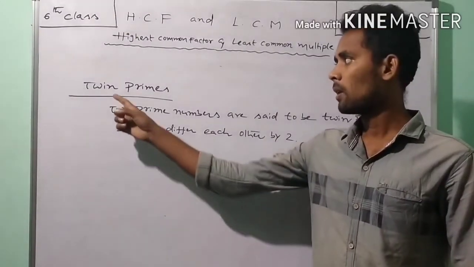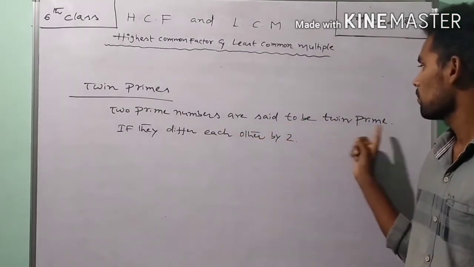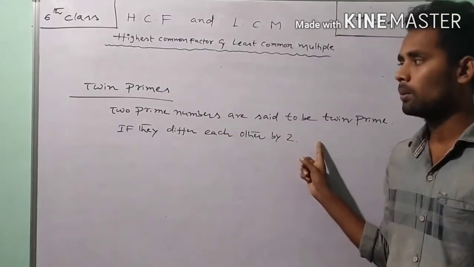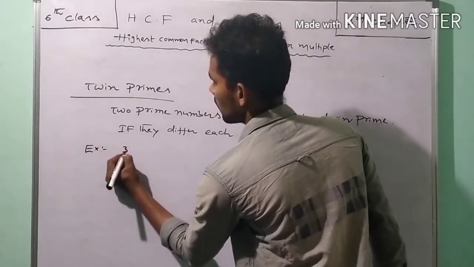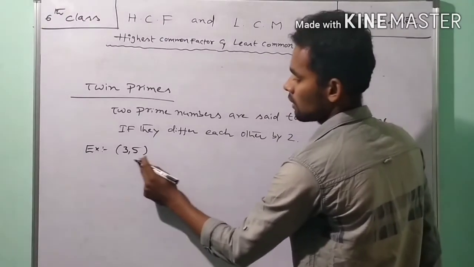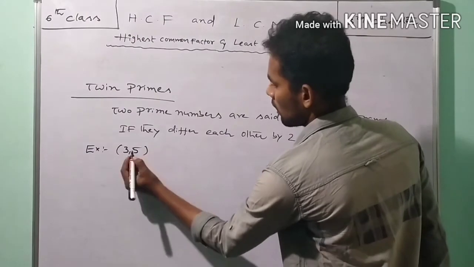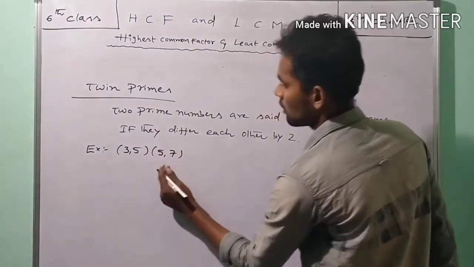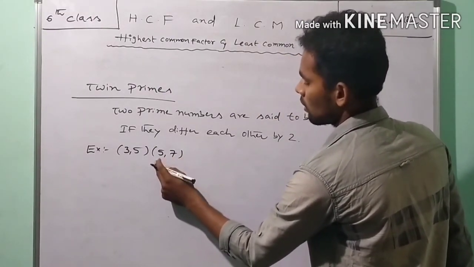Next, twin primes. Two prime numbers are said to be twin primes if they differ from each other by 2. For example, 3 and 5. Two prime numbers, difference between them is 2. 5 minus 3 equals 2. Another two prime numbers, 5 and 7. Difference is 2. 7 minus 5 equals 2.